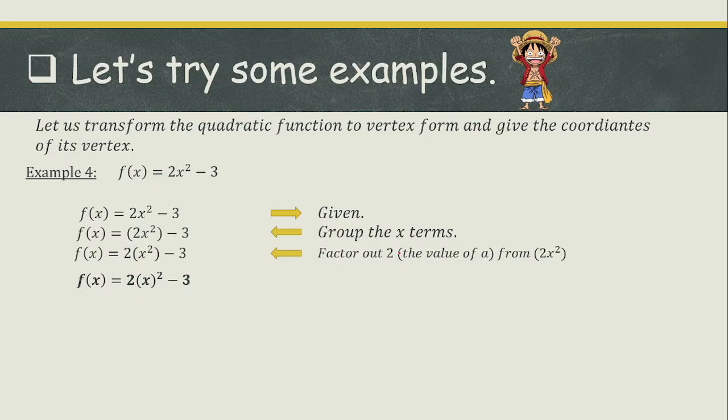So now let's identify the value of h and k. So the value of h here class is 0, kasi x lang yung nasa loob ni parenthesis, wala siyang kapartner na number, so it means 0 siya. Then for the k, we have negative 3. So the vertex is 0 and negative 3.